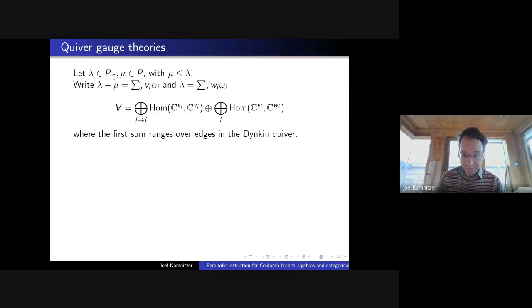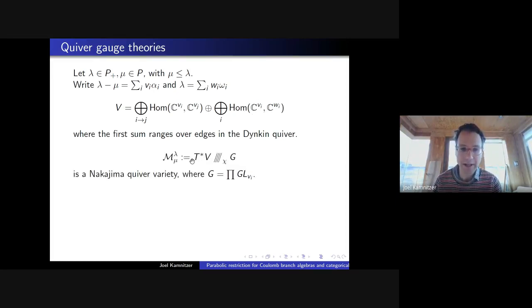Now we form the kind of construction we would do if we were making a Nakajima quiver variety. So we first of all fix an orientation. That's what I mean by Dynkin quiver. We fix an orientation on our Dynkin diagram. And for each edge in that orientation, we put Hom(C^Vi, C^Vj). So we put vector spaces of dimension Vi on those vertices. And then we put framing vector spaces C^Wi. And we also take the Hom from the Vi's to the W's. So a familiar construction from the theory of Nakajima quiver varieties.